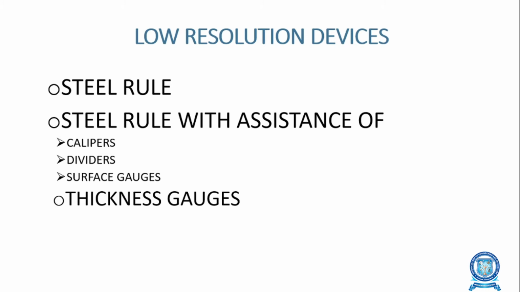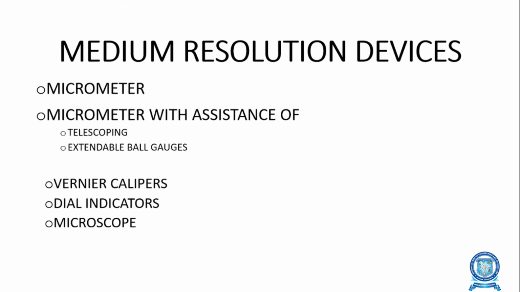Next one is medium resolution devices. In medium resolution devices, there are different devices. One is the micrometer, with the assistance of telescoping and extendable ball gauges. Then vernier calipers, dial indicators and the microscope, which we call a measuring microscope.